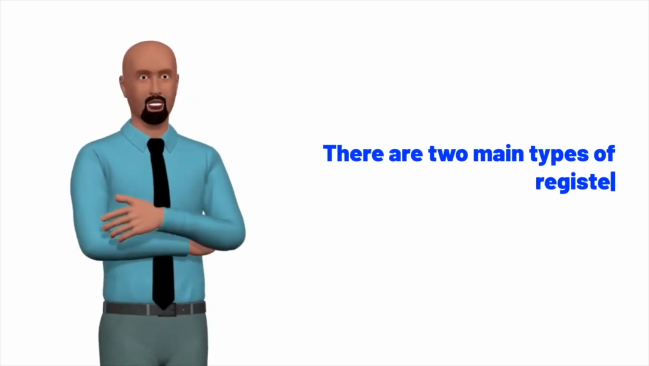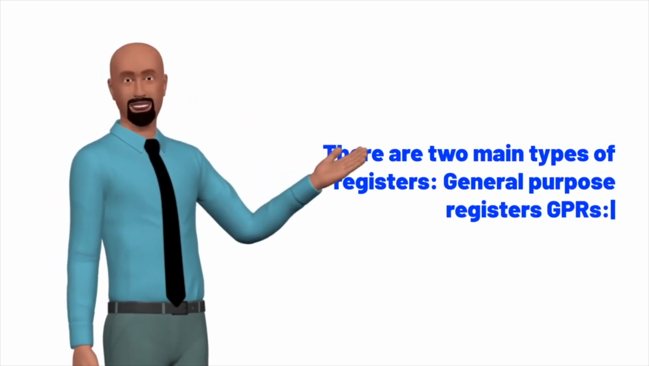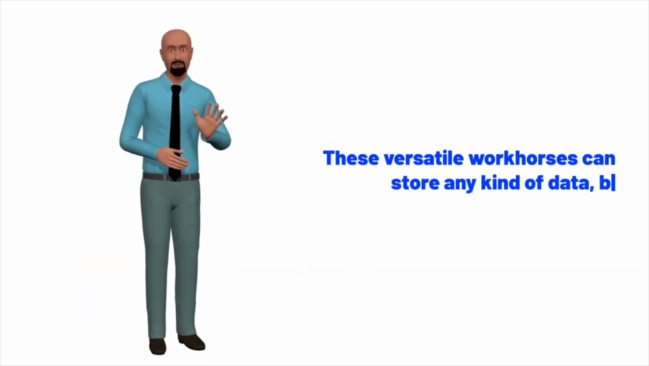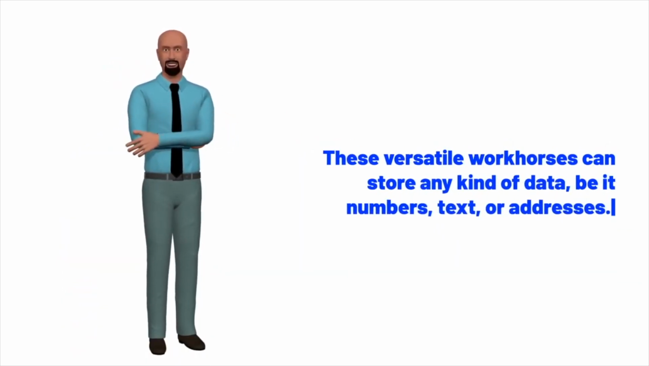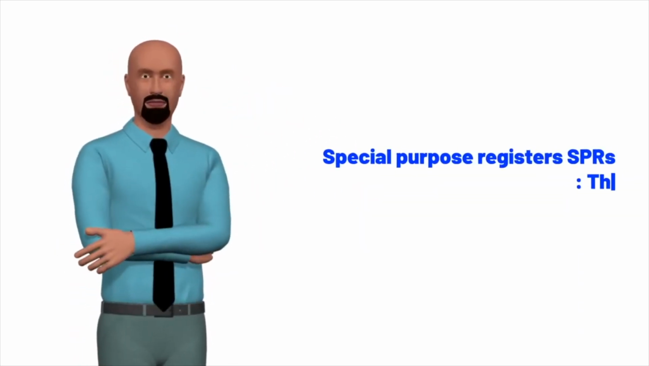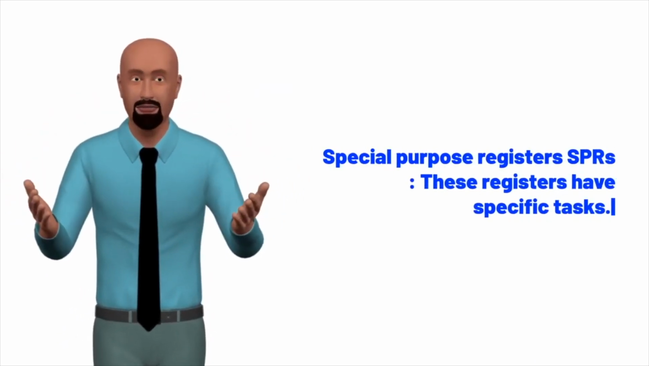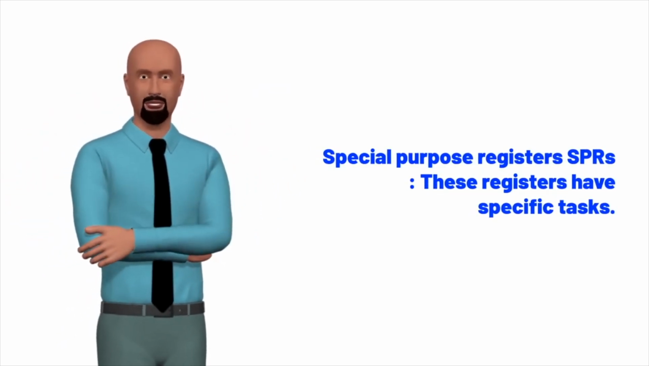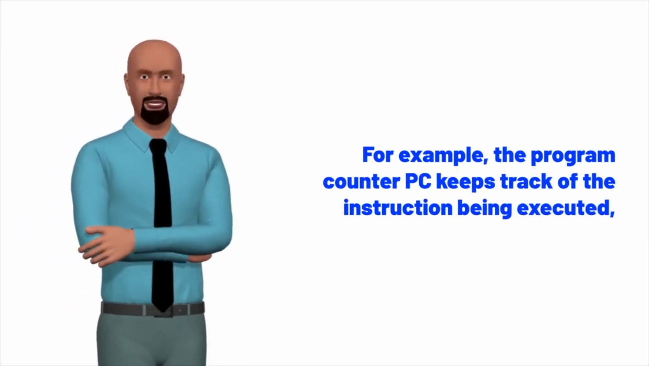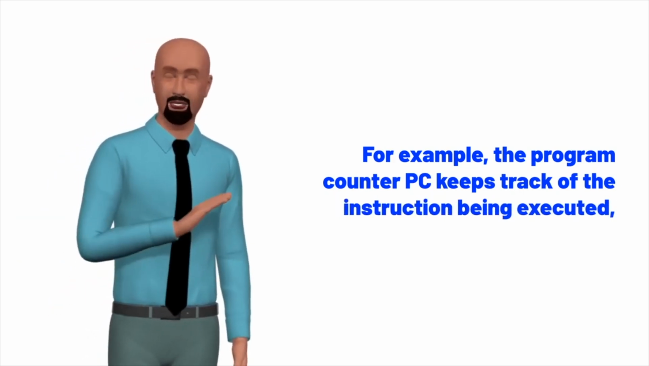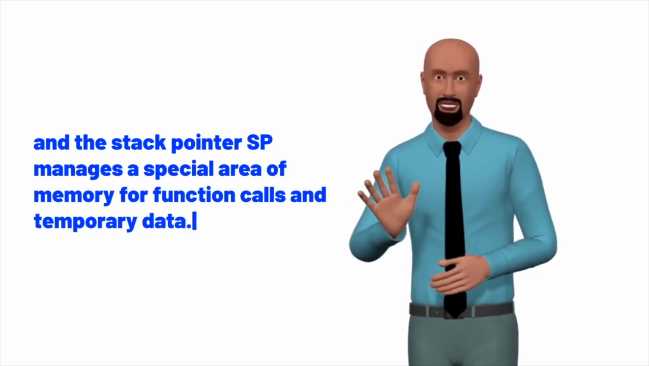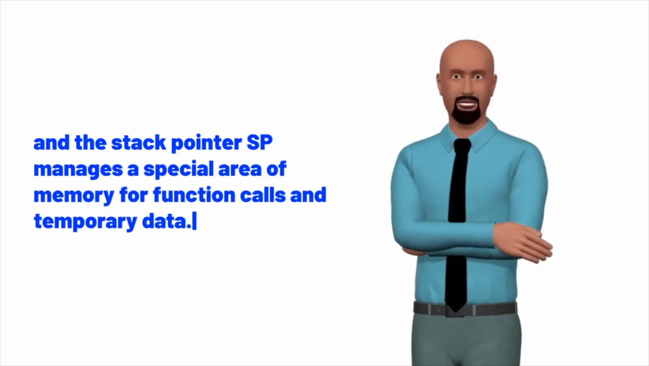There are two main types of registers: general-purpose registers, GPRs. These versatile workhorses can store any kind of data, be it numbers, text, or addresses. Special-purpose registers, SPRs. These registers have specific tasks. For example, the program counter, PC, keeps track of the instruction being executed, and the stack pointer, SP, manages a special area of memory for function calls and temporary data.